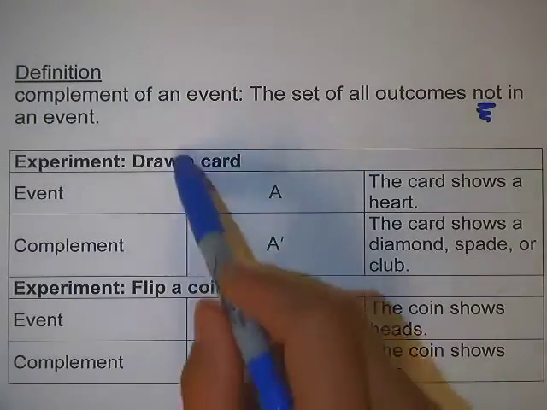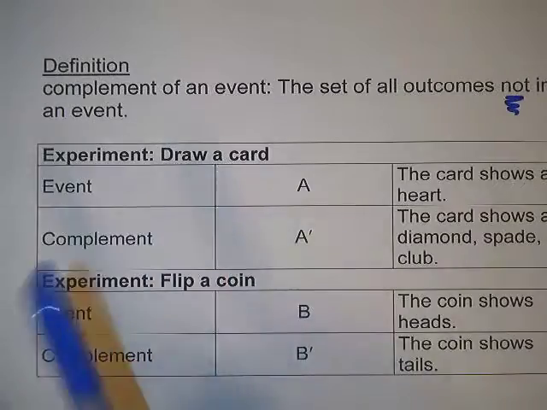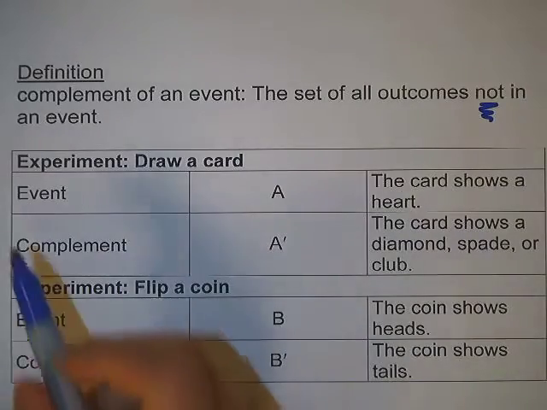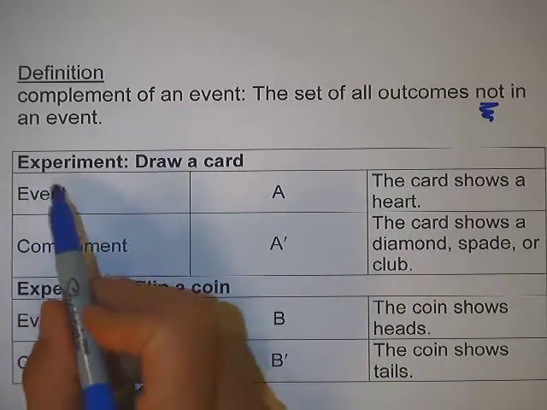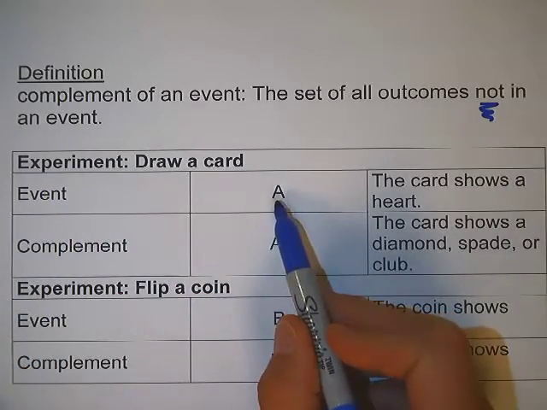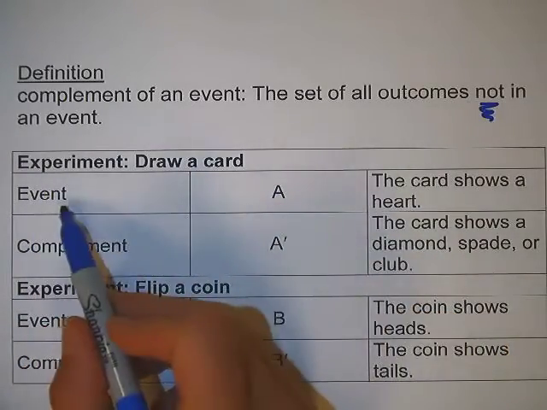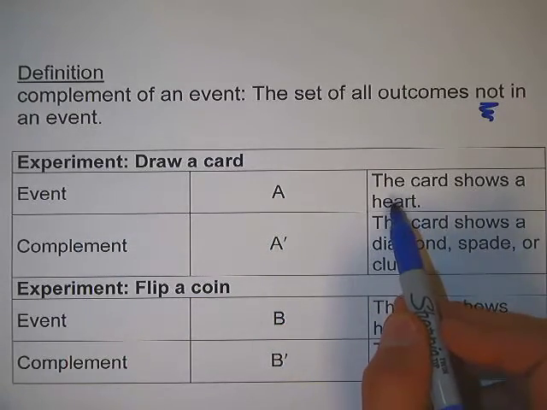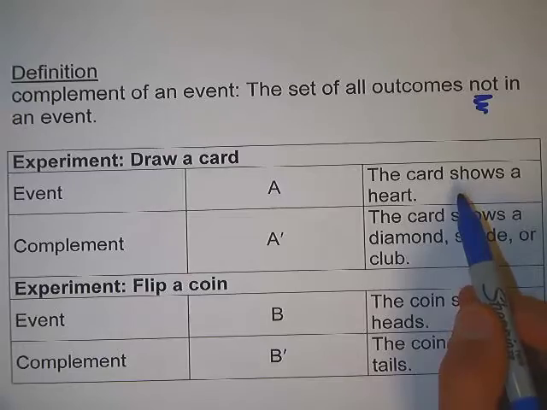Alright, so let's take a look at two experiments. The first experiment is to simply draw a card. We'll call the event of drawing a card event A, so we'll label A as the event, and the event is that the card shows a heart. So event A: card shows a heart.